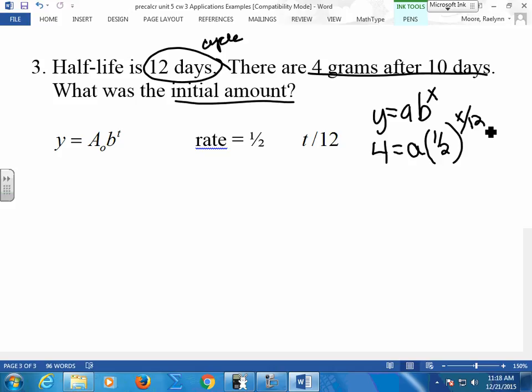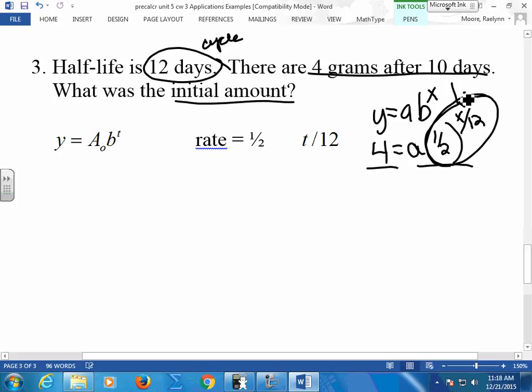Because I keep half-lifing. Now, be careful of this. This exponent only belongs to the 1/4. It doesn't belong to a. So I can put this in my calculator, but I can technically divide this out. And I'm going to put my x of 10 in here after 10 days.